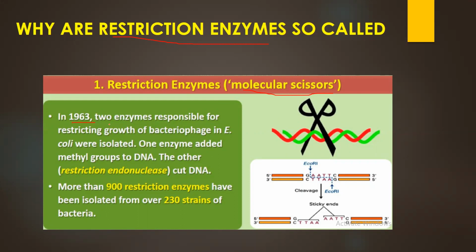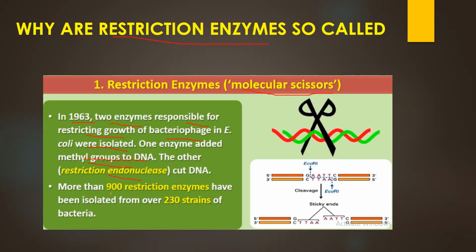In 1963, two enzymes responsible for restricting the growth of bacteriophage in E. coli were isolated. These two enzymes did not allow the bacteriophage to grow in E. coli. One of the enzymes added a methyl group to the DNA and restricted the growth. It altered the DNA of the bacteriophage, and the other enzyme cut the DNA. The one which cut the DNA was known as restriction endonuclease.